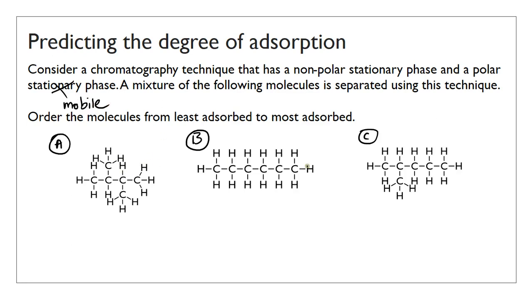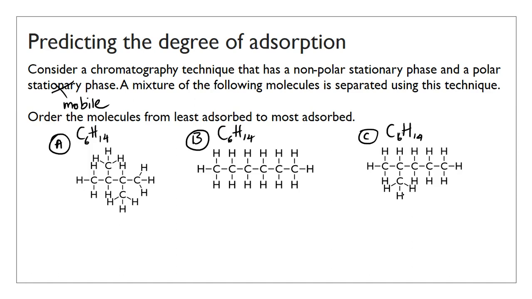But if you look at these three molecules, they all have the molecular formula C6H14. Or you can just trust me on that, so you don't have to count yourself, but they are actually structural isomers of each other. The only difference between them is the branching or the length of the longest carbon chain. So A has two branches, B doesn't have any branch, and C has one branch. So the question is, if they are all nonpolar, how do you determine which one is going to come out first? Which one's going to be the least adsorbed to the most adsorbed?